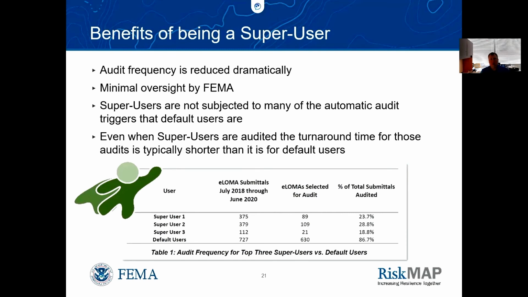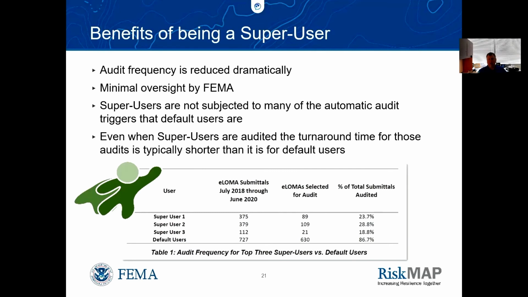And here's some points about what it means to become a super user. Mentioned before, their audit frequency is reduced dramatically. They're not going to have as much oversight by FEMA, our auditors. They're not subjected to many of the automatic audit triggers that the default users are. And even when super users are audited, we try to get their audits turned around as fast as possible so that they can use the tool more often.